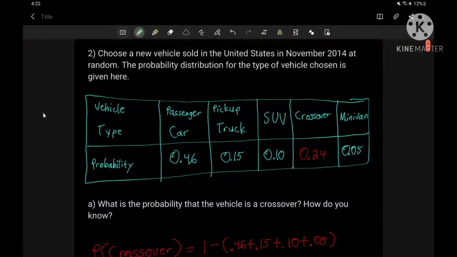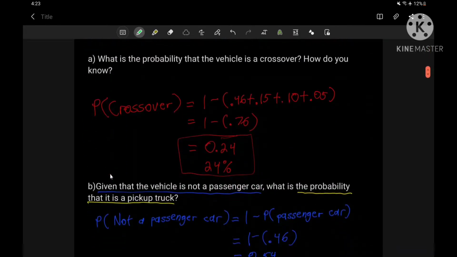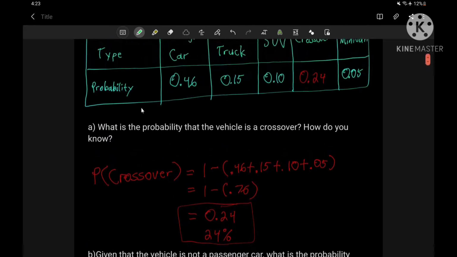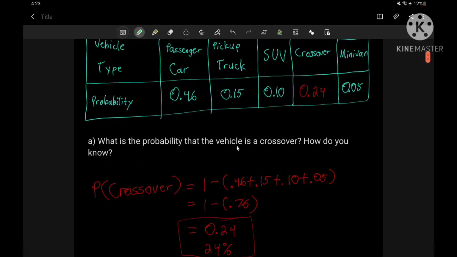Alright, here is question number 2. It's about the probability distribution for the type of vehicle chosen, given in this chart right here. In part A, it's asking, what is the probability that the vehicle is a crossover? How do you know? Well, it's asking for the probability that the vehicle is a crossover.